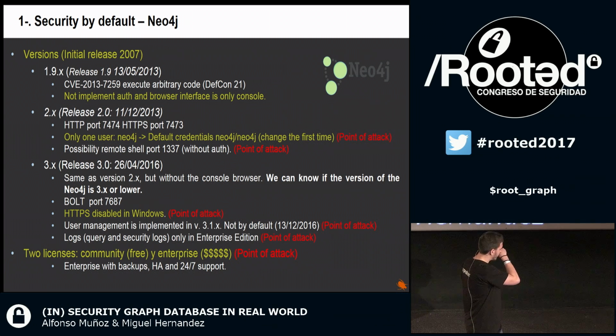There is something in version 3 where they disable HTTP and then they bring it up again. I don't know why. If you could speed up, please.